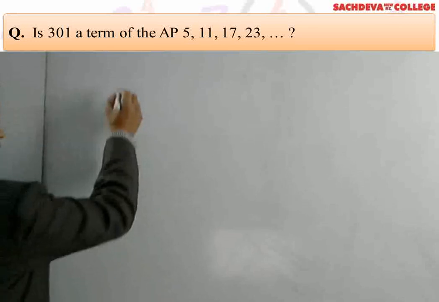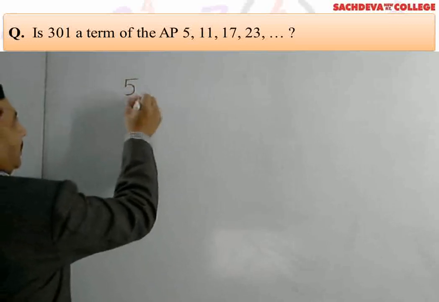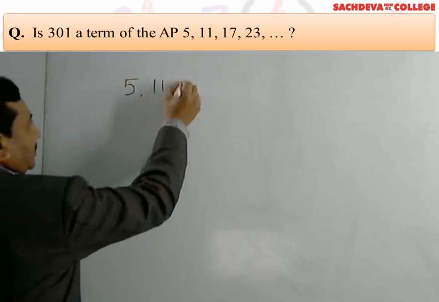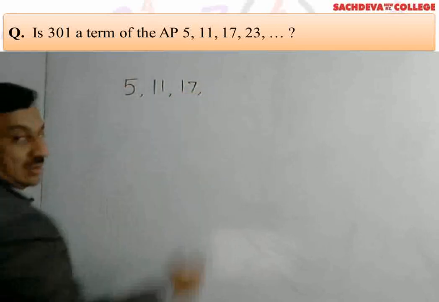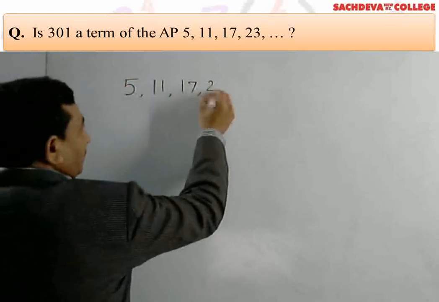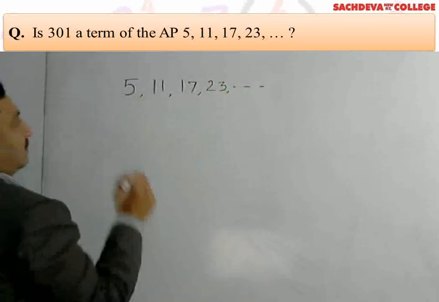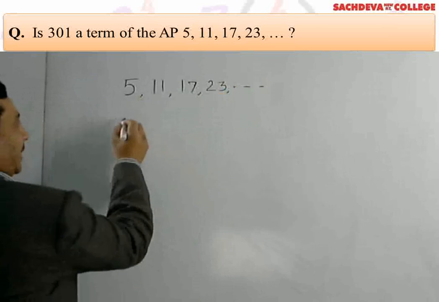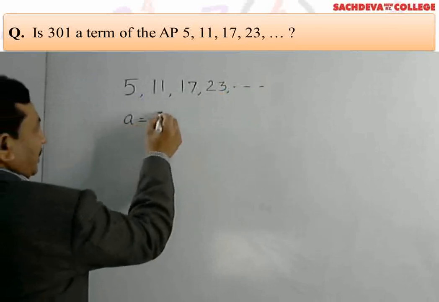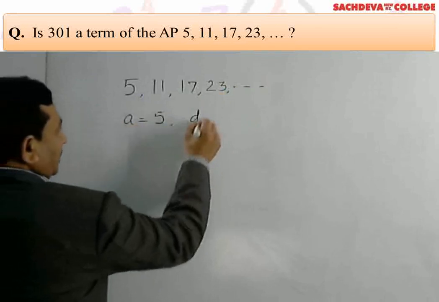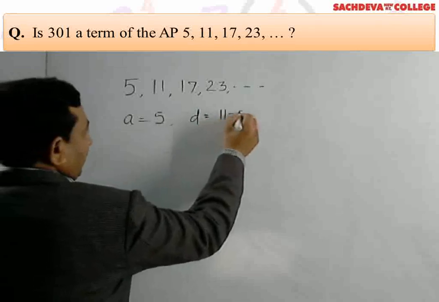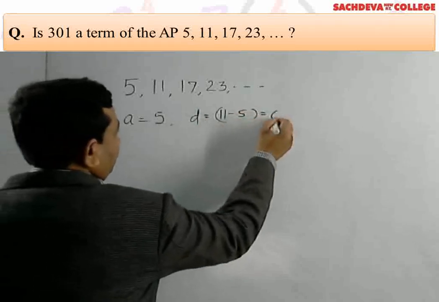The series is given here: 5, 11, 17, 23 and so on. We represent the first term of this series by A. So A is 5 and the common difference D is equal to 11 minus 5, which is equal to 6.